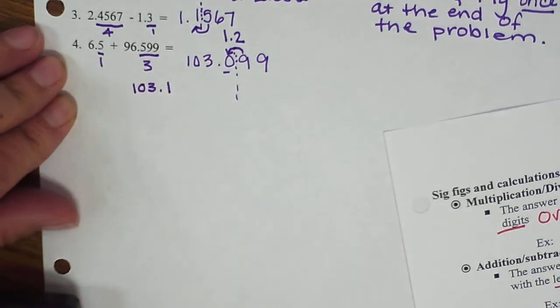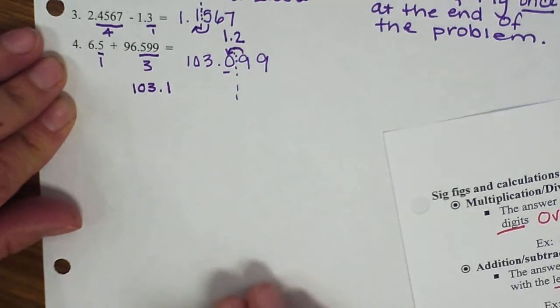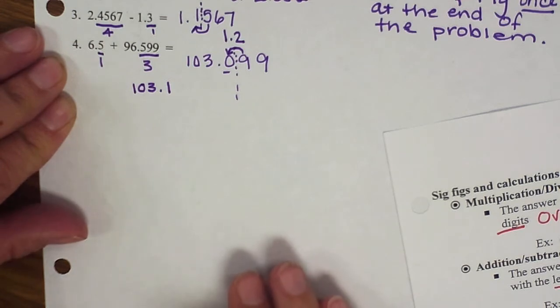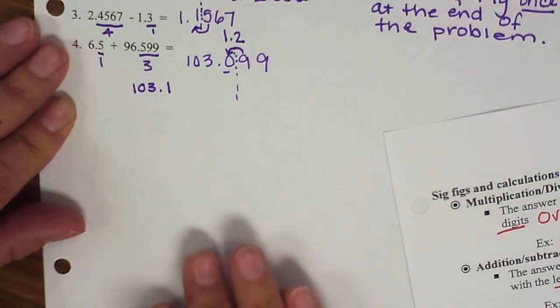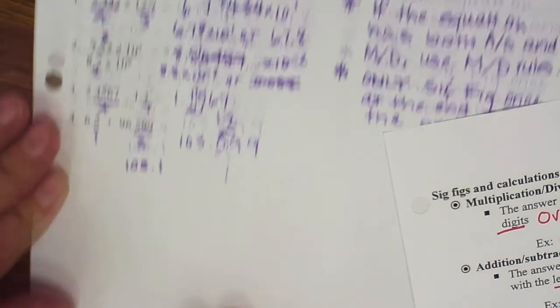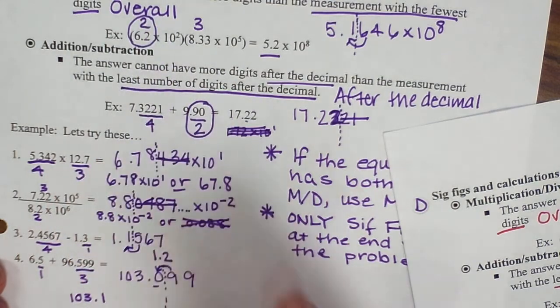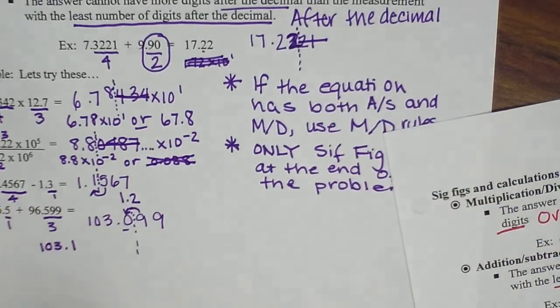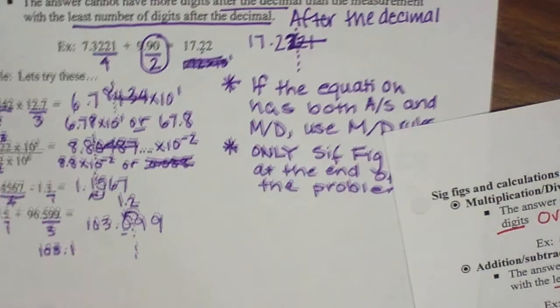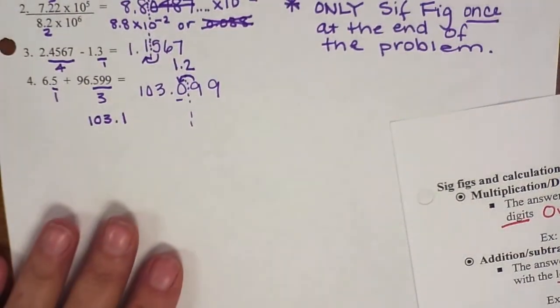103.1. This is an addition. It is the lowest number after the decimal. Addition and subtraction, it's the lowest number after the decimal. Multiplication and division, it's the lowest number overall. Multiplication and division, the lowest number overall. Addition and subtraction, the lowest number after the decimal. Are there questions?